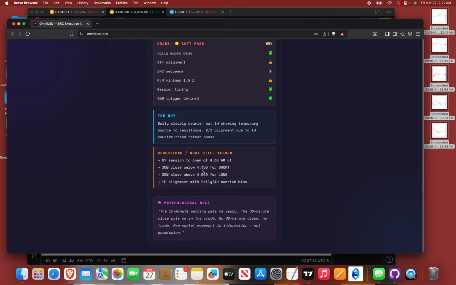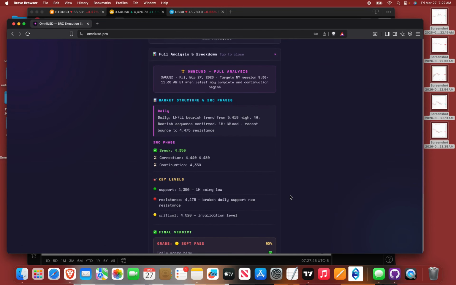And what's still needed. New York session was at 9:30 Eastern time, 8:30 in Chicago. 30-minute close above this, short. 30-minute close above that, 45.20 is for long. All right, so it tells you that.